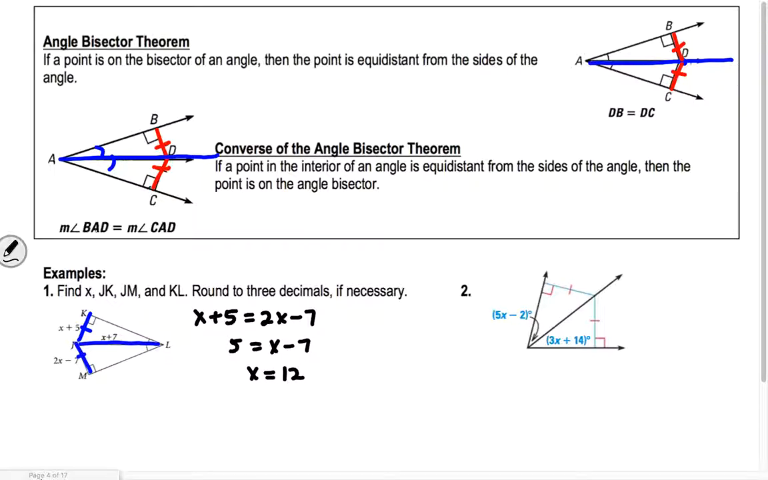So if I'm finding all these different things, I know x is equal to 12, and then I'm asked to find JK, JM, and KL. So what's JK? What length is that? Yeah, x plus 5, so 12 plus 5 is 17. Same with JM. It should be 17, is it? 2 times 12 is 24, minus 7 is 17. KL? Ooh, we don't know that one.